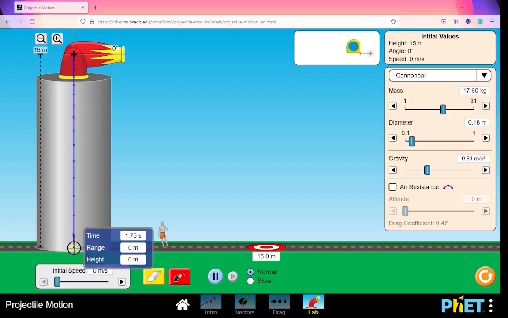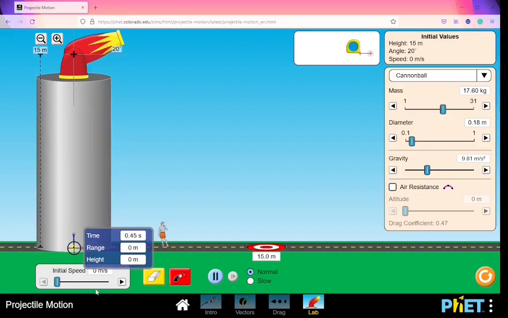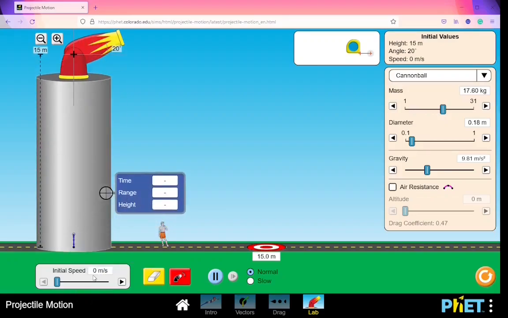So we collected all the data with our cannonball. Here we dropped it from a height of 15 meters. It took 1.75 seconds to hit the ground. Then we dropped it from 14 meters and it took 1.69, and so on, all the way down to 1 meter. We dropped it and it took 0.45 seconds to hit the ground. Each time I'm saying we dropped it, right? Well, what's the initial speed? You can look over here, you see the initial speed is 0.